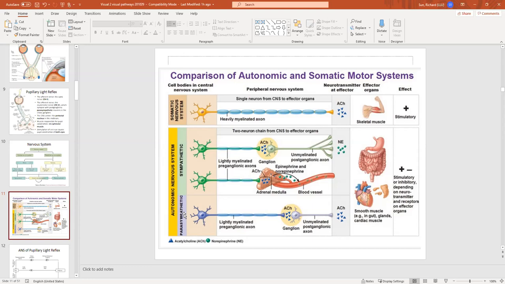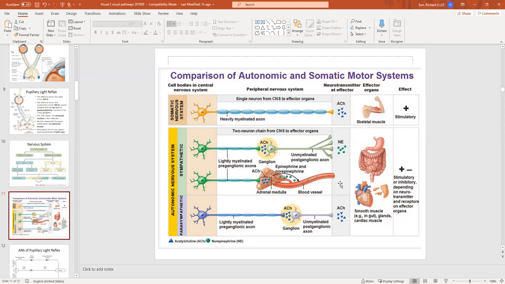What we really need to know here is that these branches release different neurotransmitters. The skeletal muscle motor neuron releases acetylcholine to control the skeletal muscle. Sympathetic nerves, in the end, release norepinephrine to control the smooth muscle. Parasympathetic nerves, in the end, release acetylcholine to control the smooth muscle. That's something you should be aware of.